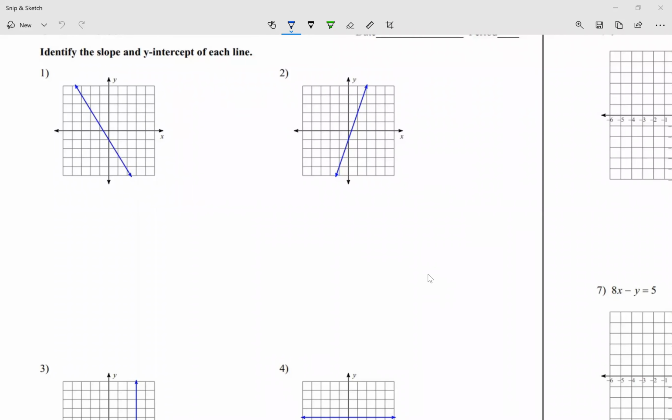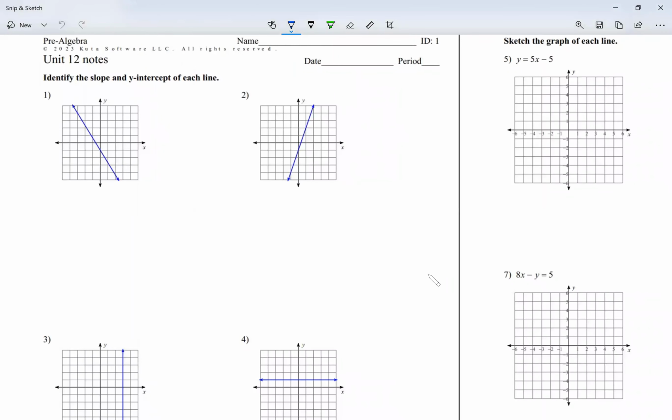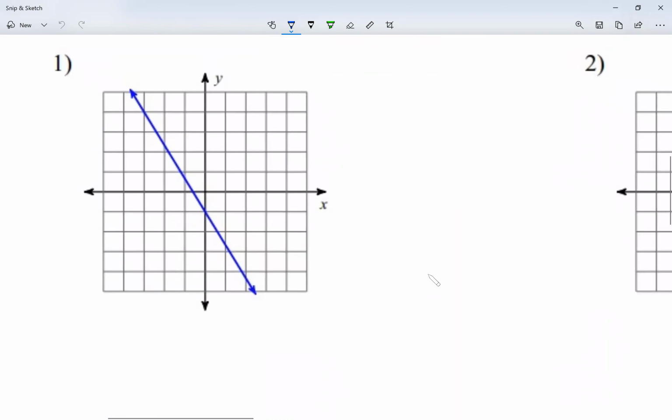All right, let's start this unit. We're going to identify the slope and the y-intercept of each line. Let's take a look at question number 1.